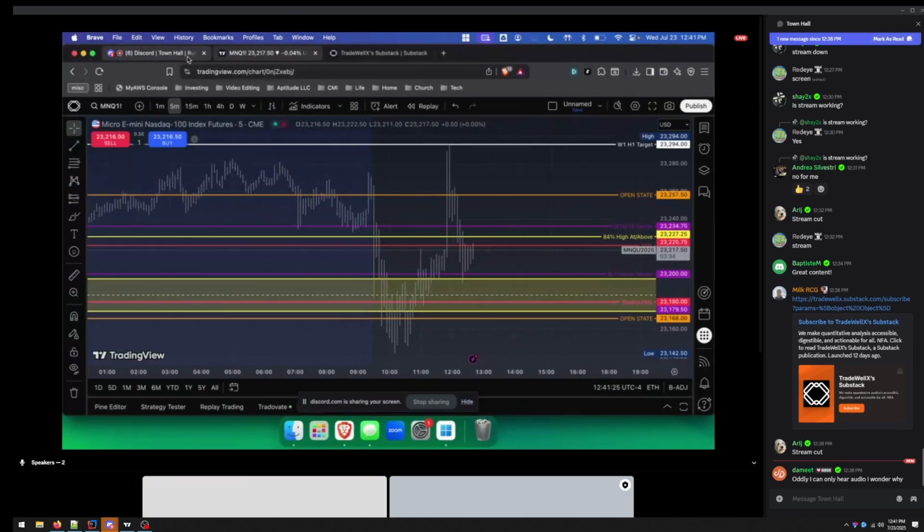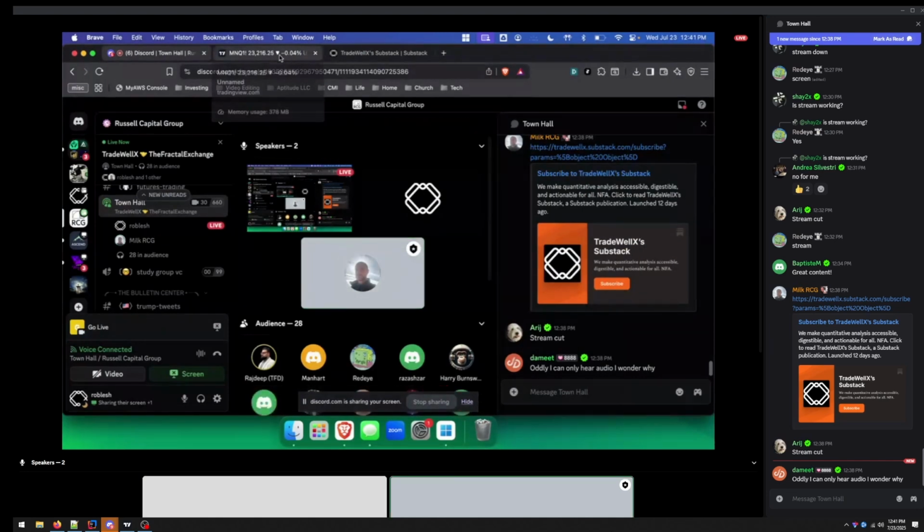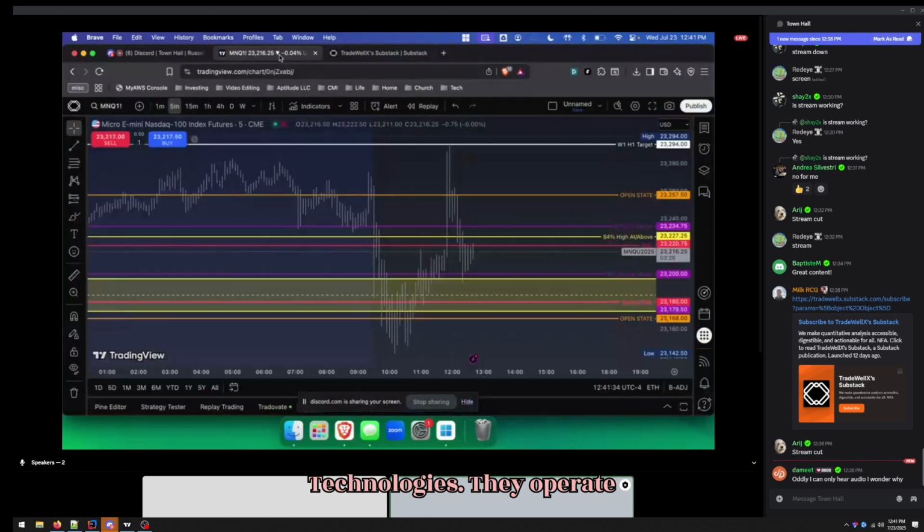So the most profitable quant firm on the planet, Renaissance Technologies, they operate on a 51% win rate. Wow. So if that doesn't say something. Yeah, I'm really glad you said that. I feel like I'm in good company.